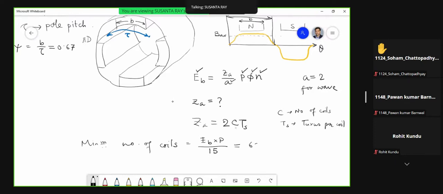So this is the minimum number of coils. Suppose this comes around 60. Now you can take 70 here. You can put 70 here for calculating this TS. And JD, you already determined the value of JD.